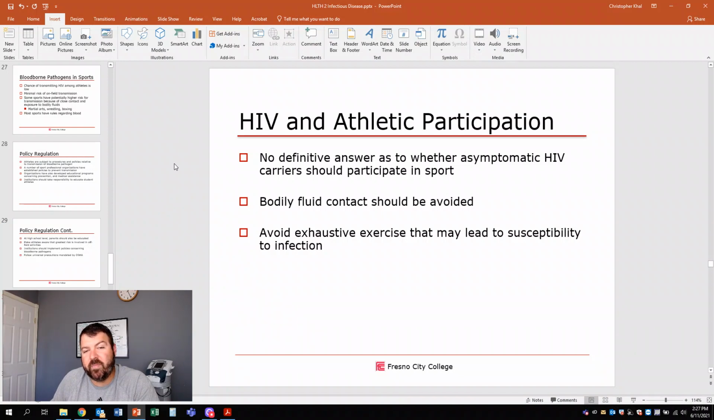HIV in athletic populations. There's no definitive answer as to whether asymptomatic HIV carriers should participate in sports. So let's say that individual has HIV, but they're asymptomatic because they have no symptoms. Can they play in sports or not? There's no definitive answer. Obviously, body fluids contact should be avoided. Avoid exhaustive exercise that may lead to susceptibility to infection.